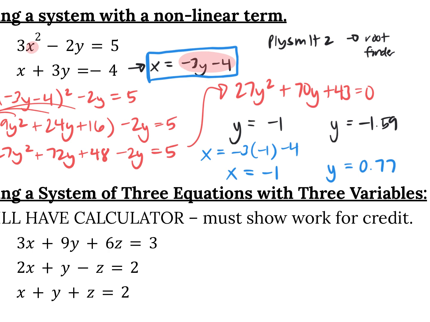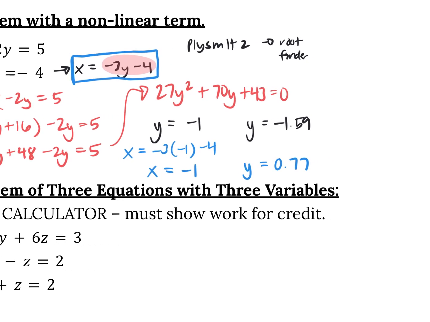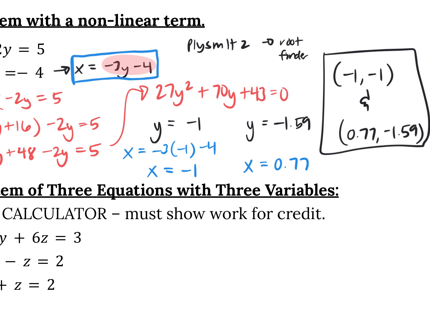Now, when we solve for a system of equations, we should always write our answers as a coordinate. So don't forget, final answer, I want negative 1, negative 1, and, I wrote y equals, but I meant x equals 0.77, negative 1.59. So those are my 2 answers for this system of equations.